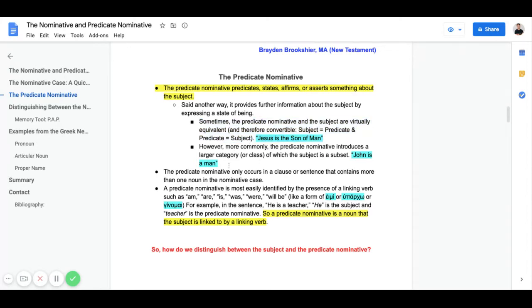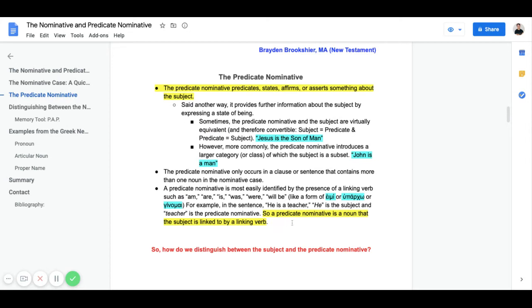I would say that's more rare. More commonly, however, you're going to have the predicate nominative introducing a larger category or class of which the subject is a subset. A good simple example is when we say John is a man. You can't say a man is John because a man is not always John. John is a man. There's that larger class or category in which he is participating or part of ontologically. That's a helpful difference in understanding the predicate nominative: it's going to be either virtually equivalent to the subject, therefore convertible, or operating as a subset of a larger class or category.